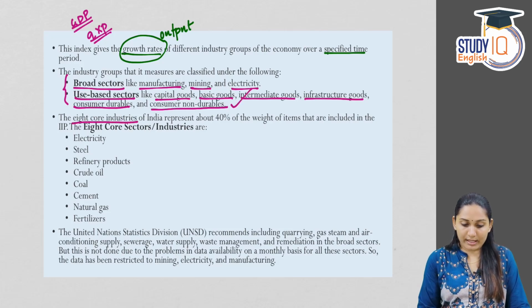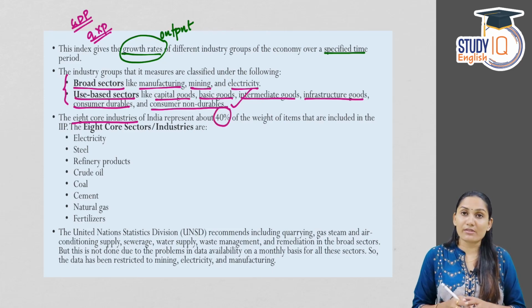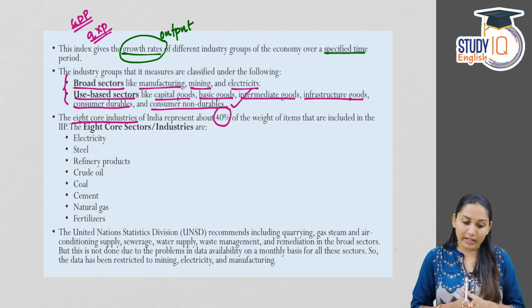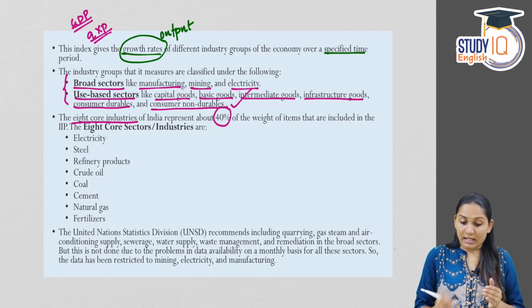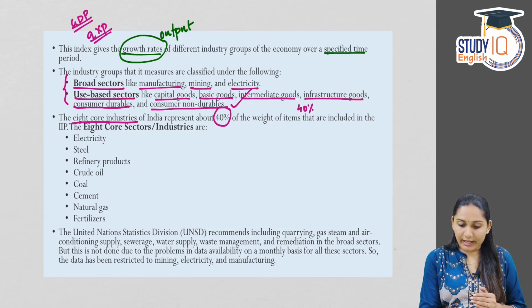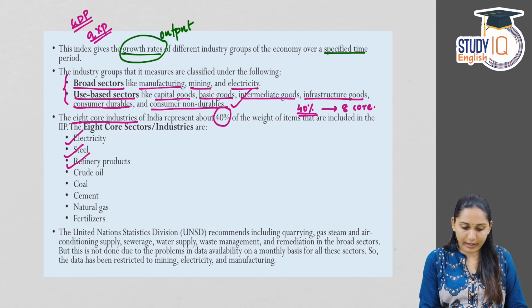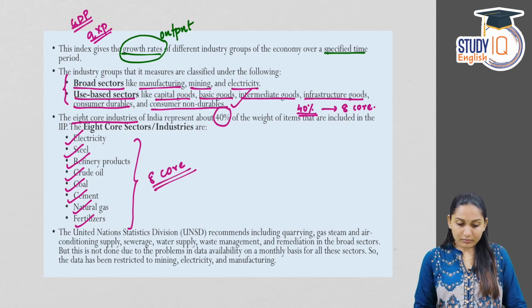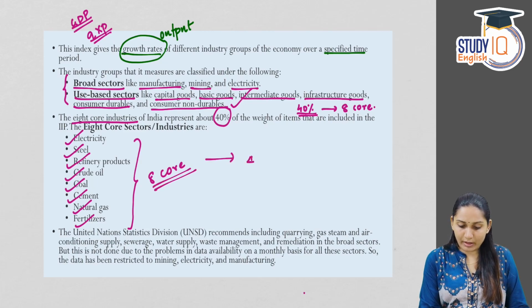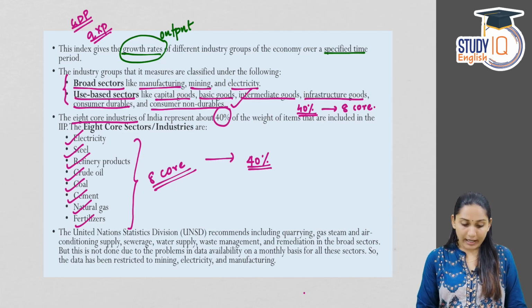Next is the 8 core industries of India. The 8 core industries are very important, and they constitute 40% of the weight of items included in the IIP. So which are these 8 core industries? It includes electricity, steel, refinery products, crude oil, coal, cement, natural gas, fertilizers. So these are the 8 core industries, and they constitute 40% of the weightage of the IIP.